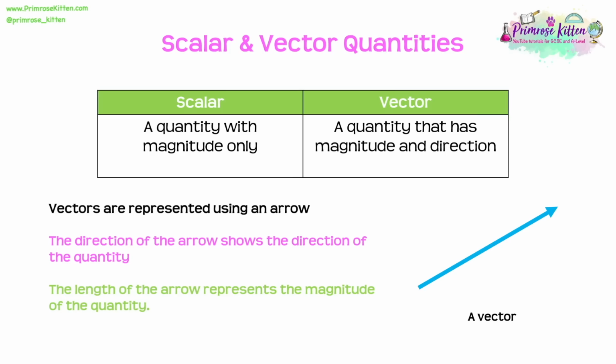In physics, we learn about scalar and vector quantities. A scalar is a quantity which has magnitude only, so it only has a size associated with it, whereas a vector has both that magnitude but also direction. So in physics, we might often see vectors represented using an arrow, and the size or length of that arrow gives us an idea of the size of the quantity, and the direction it's pointing tells us the direction of it.